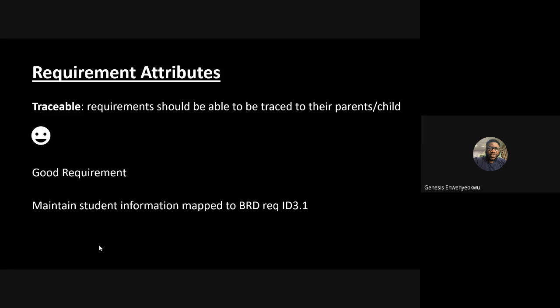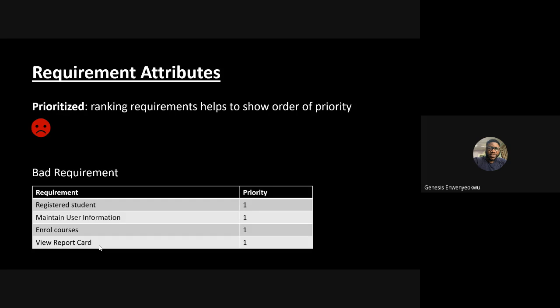to explain to them. Another one is that your requirement needs to be prioritized. You can't write a requirement without a prioritization on them. And we just spent like 30 minutes or thereabout to talk about requirement prioritization. So I won't go further to talk about it here.